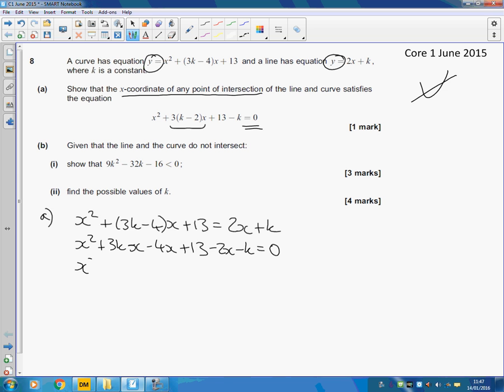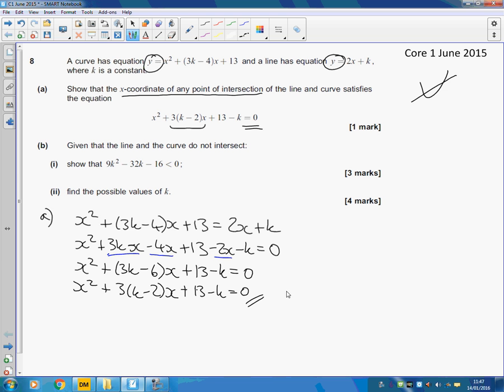So x squared, let's have a look at what I've got in terms of x's. I've got 3kx minus 4x minus 2x. So straight away I can see that's going to be 3k, and I've got minus 6 times x plus 13 minus k. And then we're just going to take 3 out as a factor of that, and I've got what they asked me to show. Okay, so we've shown that.